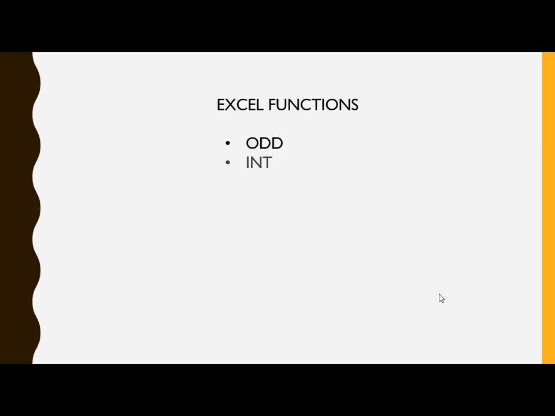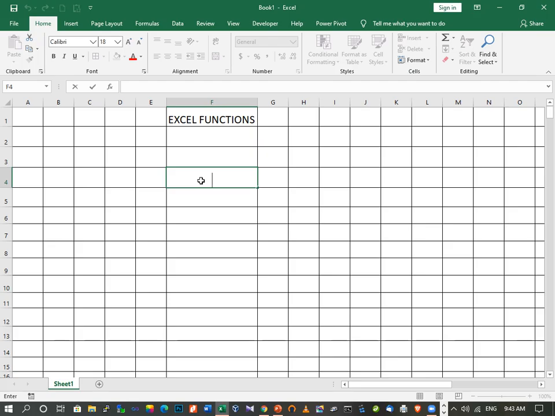Next function is int. This function will round a number down to the nearest integer. Let's see how this function works in Excel. So I'm going to use this int function. If I write equal to int and then in the bracket, suppose the argument is 12.6, then the output will be 12 itself. This is not rounding, but it finds the nearest integer.